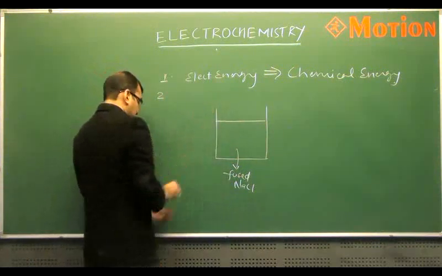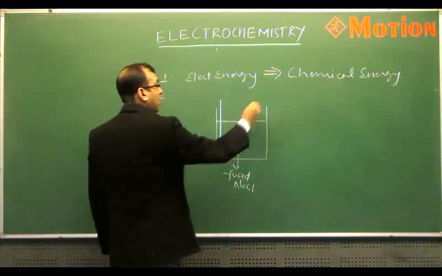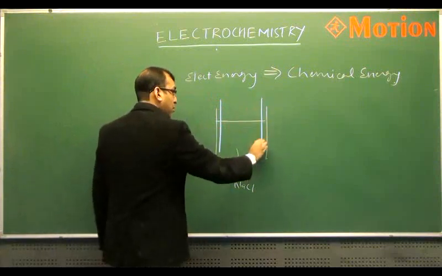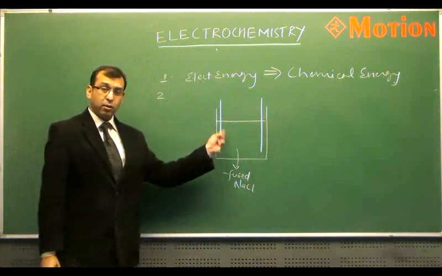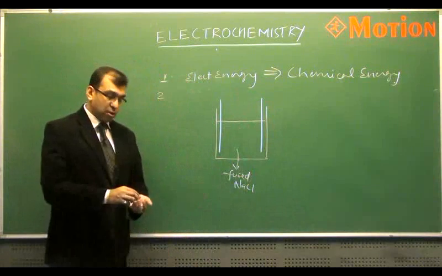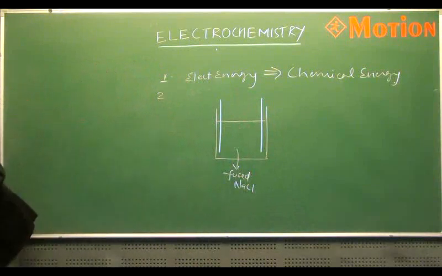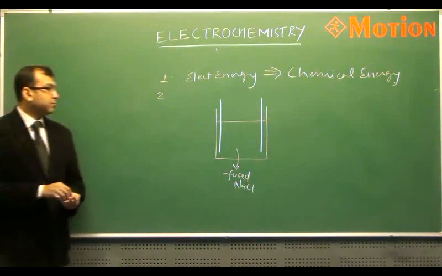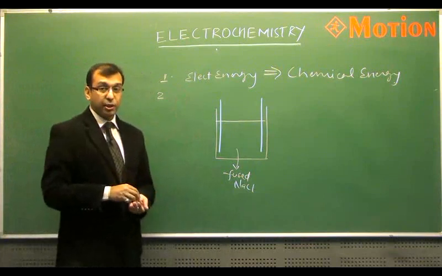Two electrodes are required so that this electrolytic cell can interact with the external cell, with another galvanic cell. So what exactly is an electrolytic cell?